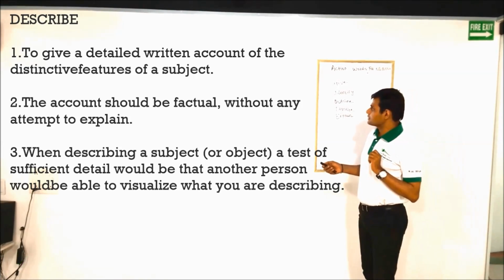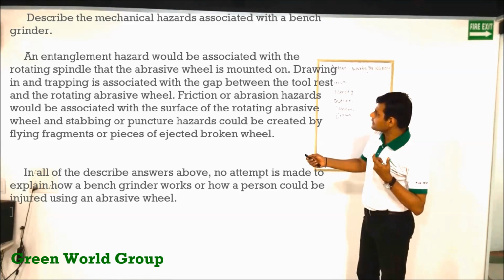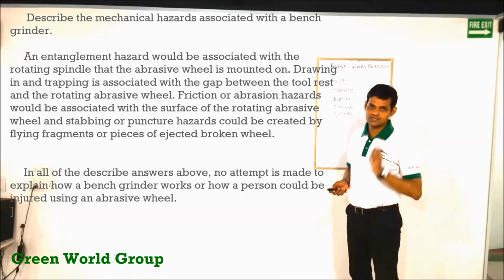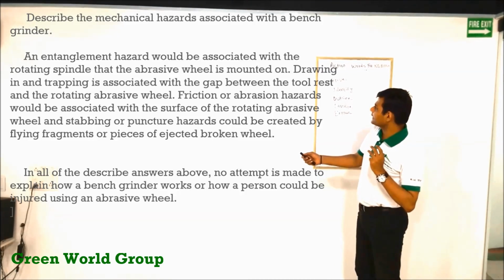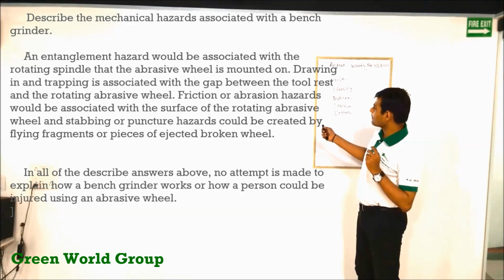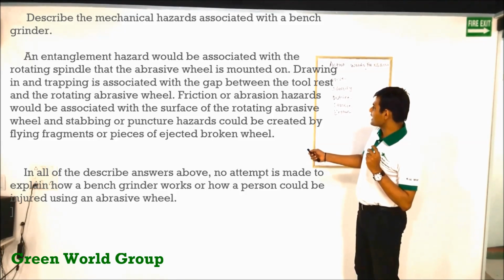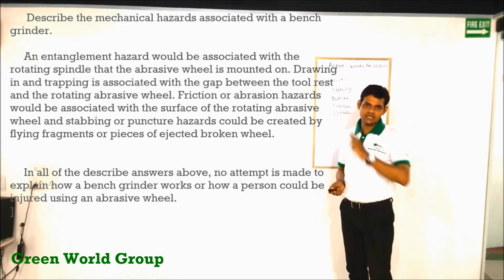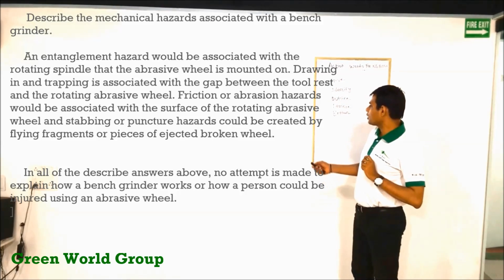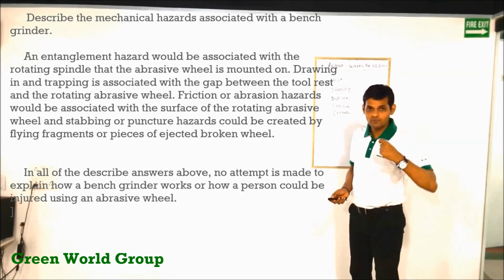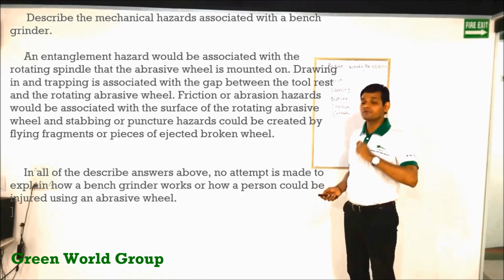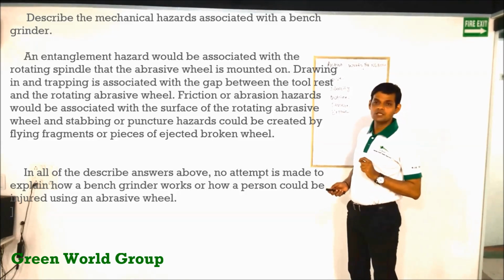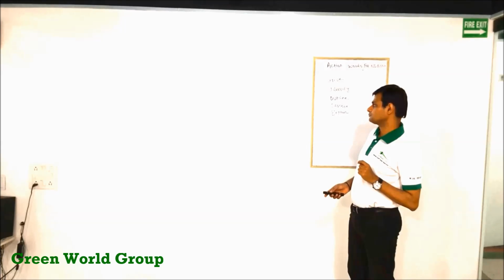So like this question, describe the mechanical hazards associated with the bench grinder. They are only asking about the hazards. So you can see the points like entanglement hazard, drawing in, trapping, friction or abrasion, stabbing or puncture hazards. So they are mainly giving the mechanical hazards. In this question, they are not trying to explain how the bench grinder works, or what kind of injury may happen because of the grinder. They are only giving the mechanical hazards associated with the bench grinder.